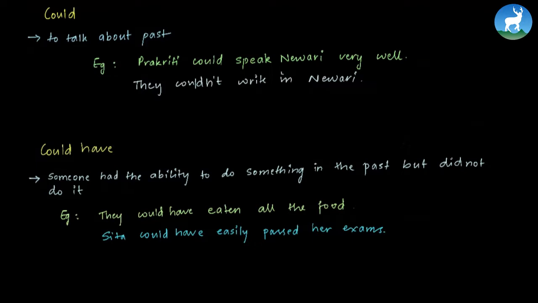It's talking about the past. The first example is talking about the past, that people could have eaten all the food. They were all foodies and they all could eat them all, but they didn't. So it's using could have. In the second example, Sita could have easily passed her exams, but she didn't pass because she did not study.